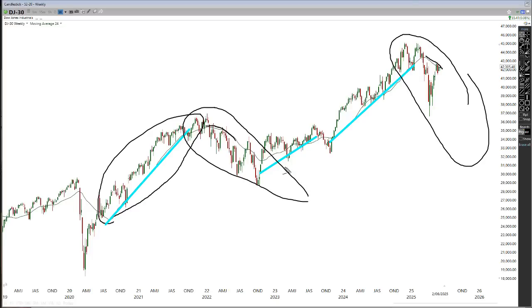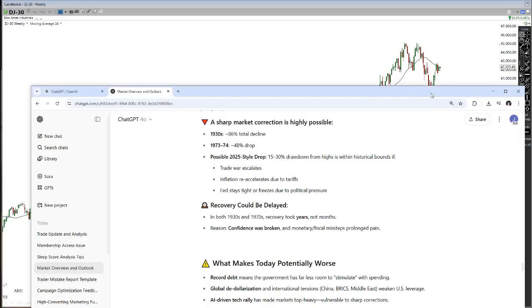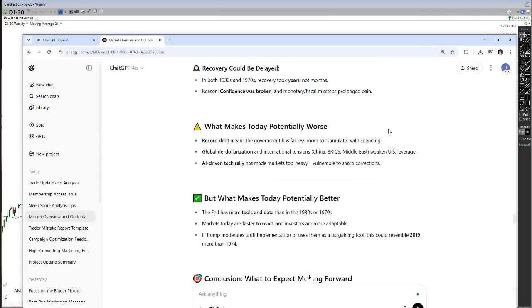Now, once again, if we do see another repeat and we get another drop to the downside, what potential could make this better? The Fed has more tools and data than in the 1930s and 1970s. Markets today are faster to react and investors are more adaptable. If Trump moderates tariff implementation or uses them as a bargaining tool, this could basically see the exact same thing as 2019, more than 1974.